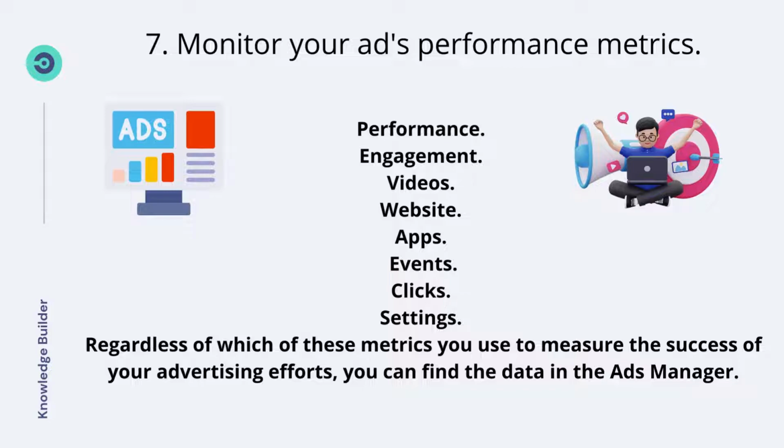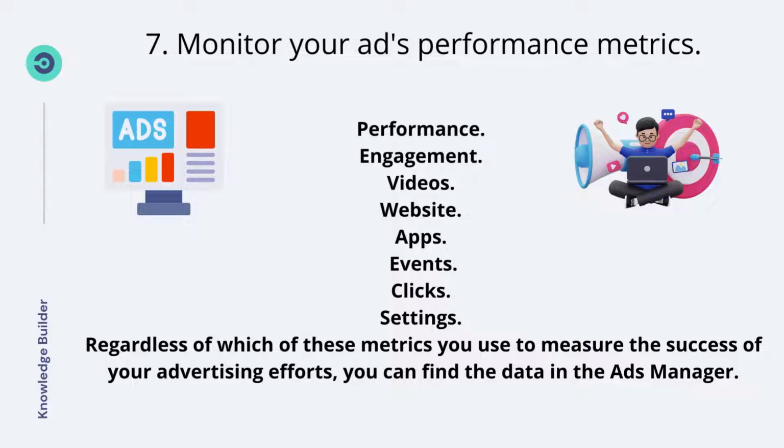Website can be customized further to include metrics like website actions, all, checkouts, payment details, purchases, and adds to cart. Apps can be further customized to include metrics like app installs, app engagement, credit spends, mobile app actions, and cost per app engagement. Events can be further customized to include metrics like event responses and cost per event response. Clicks can be further customized to include metrics like clicks, unique clicks, CTR, click-through rate, and CPC, cost per click. Settings can be further customized to include metrics like start date, end date, ad set name, ad ID, delivery, bid and objective.